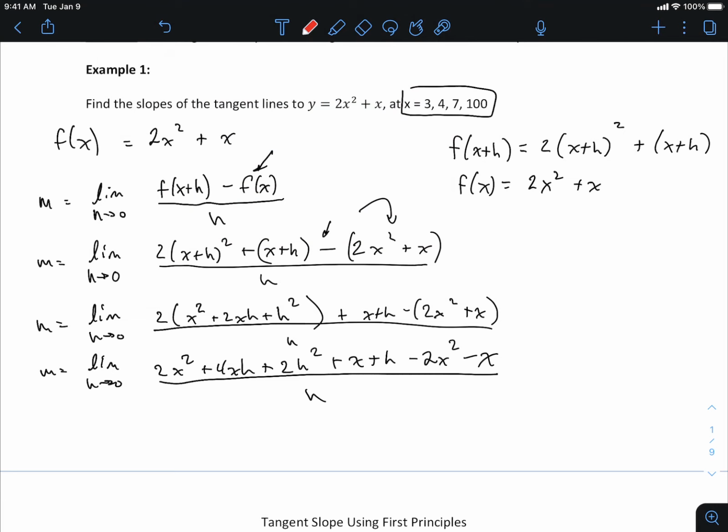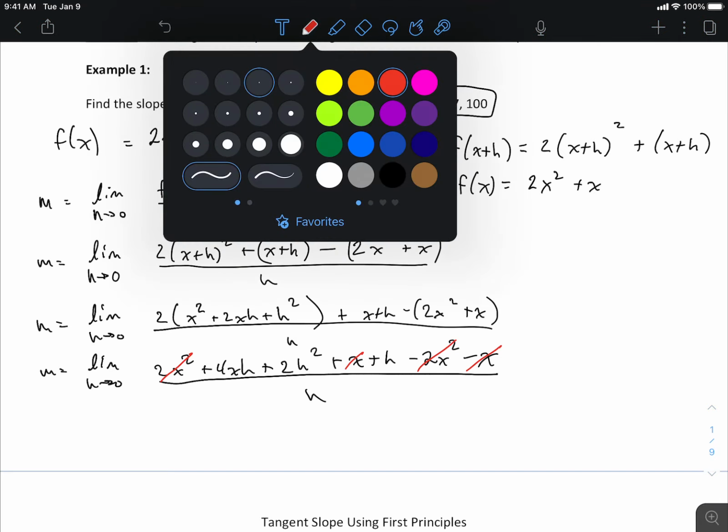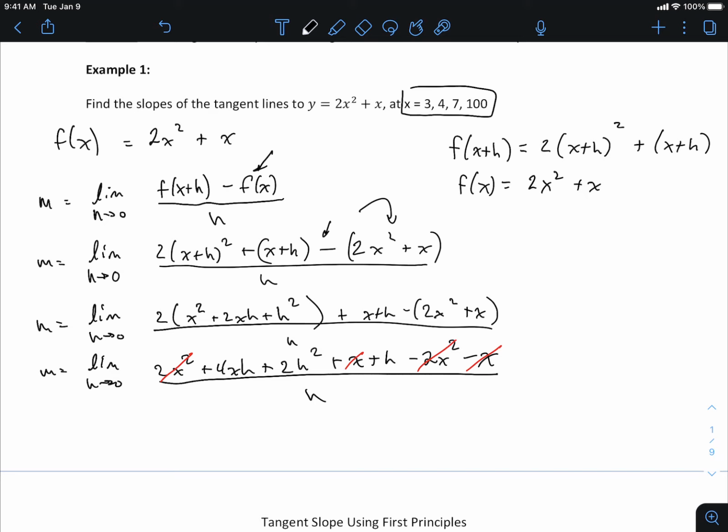So you'll notice now, this 2x squared minus a 2x squared, those are going to cancel, right? 2x squared minus 2x squared is 0. And then you can see, okay, well, x take away x, that's going to cancel. And it doesn't look like there's anything else in the numerator that could create a 0 pair or cancel with one another, right? And so you're just going to rewrite the numerator.